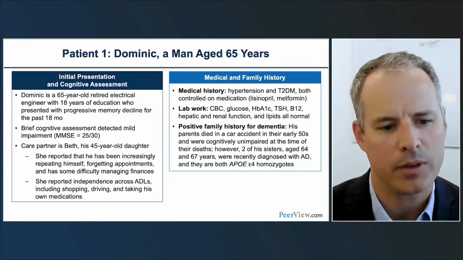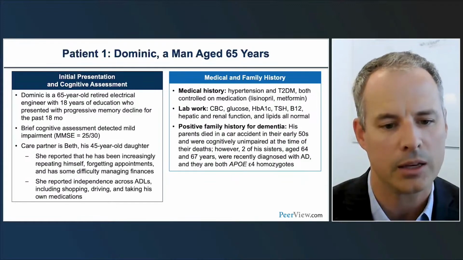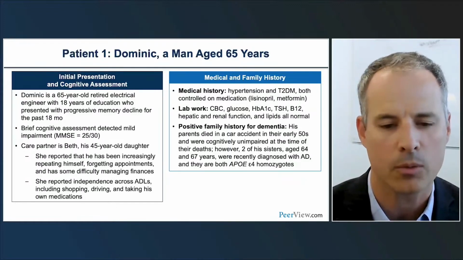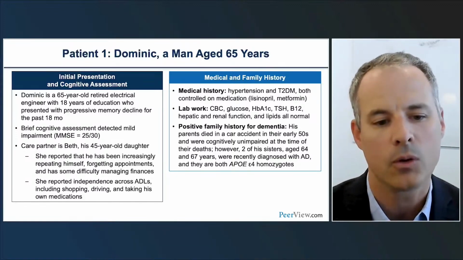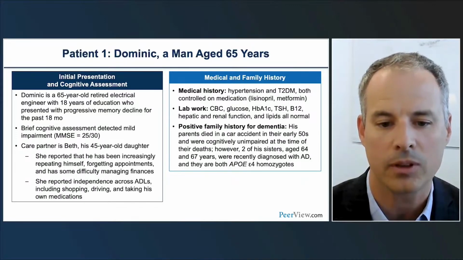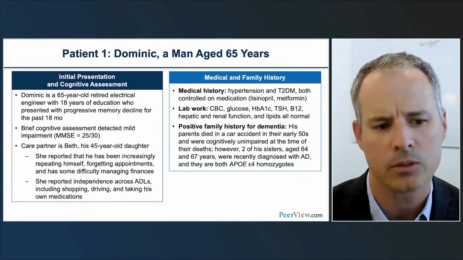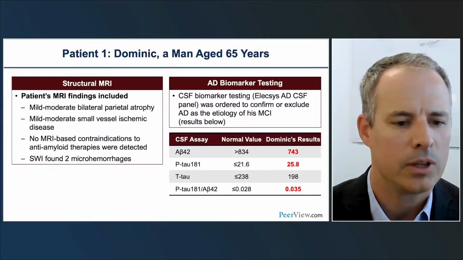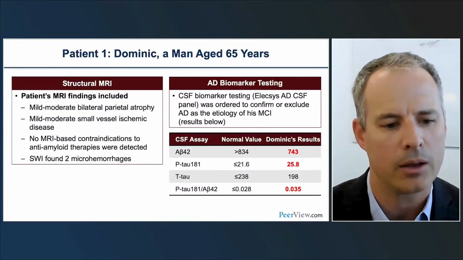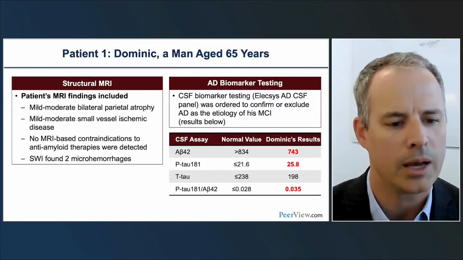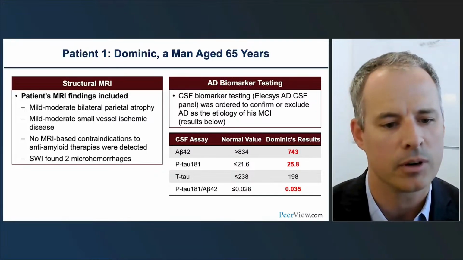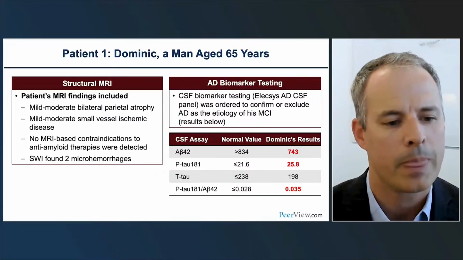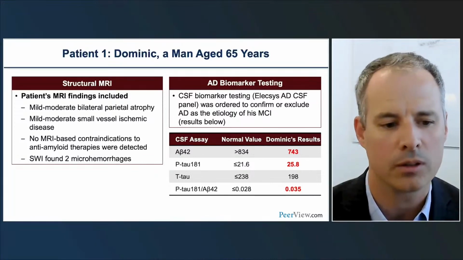He does have a positive family history for dementia. His parents died in a car accident in their 50s, at which time they were cognitively unimpaired. But two of his sisters, 64 and 67, were recently diagnosed with Alzheimer's disease, and both were ApoE4 homozygotes. He received a structural MRI that showed some mild bilateral parietal atrophy, some mild to moderate small vessel disease, no MRI contraindications for anti-amyloid therapies, though he did have 2 microhemorrhages on susceptibility weighted imaging on MRI.